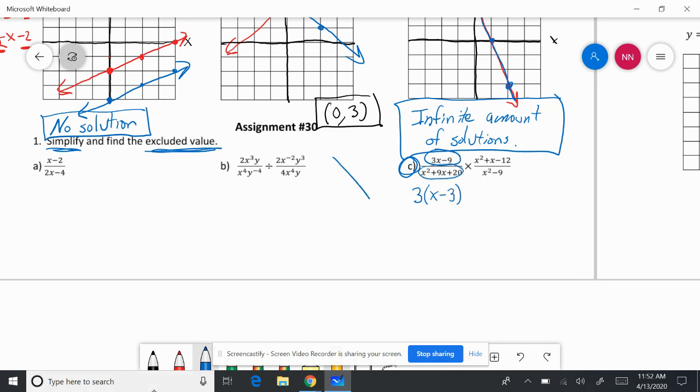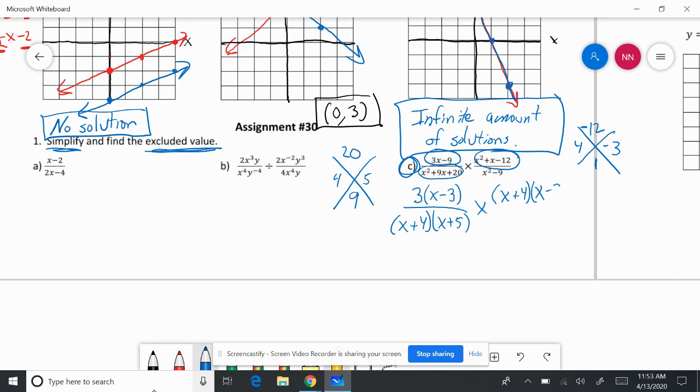This one right here is two numbers that multiply together give me 20, add up to 9. That would be 4 and 5. So I get x plus 4 and x plus 5. Now, if I'm looking at my second one, two numbers that multiply together give me -12, add up to 1. So that would be 4 and -3. So I have x plus 4 and x minus 3. The bottom one is a special factoring pattern where we find the square roots, x minus 3, x plus 3.